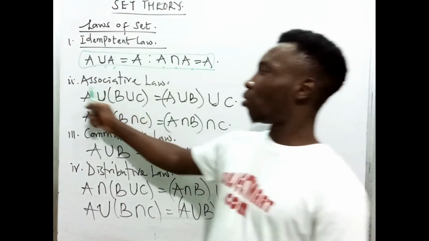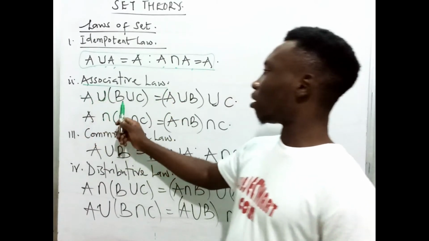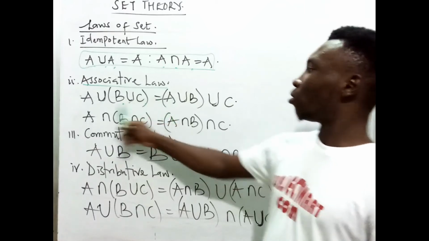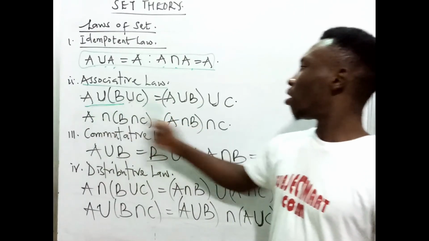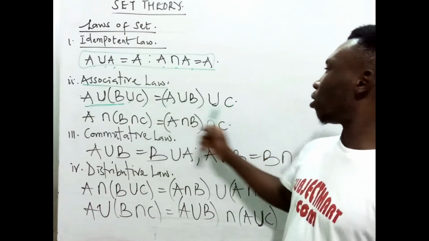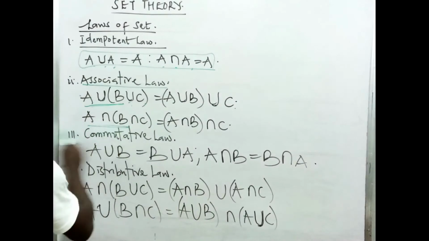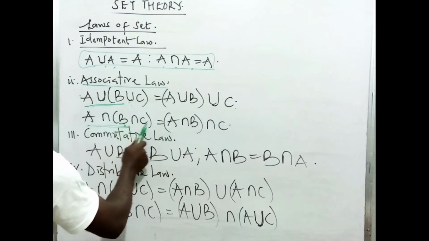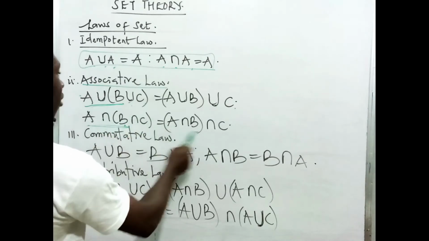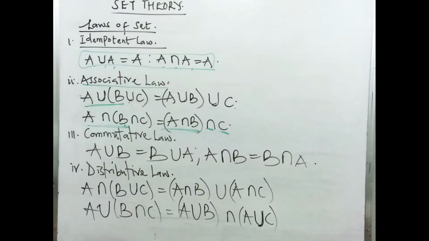Now, going further to your associative law: A union (B union C) is equal to (A union B) union C. It goes further to say that A intersection (B intersection C) is equal to A intersection B intersection C. Now that is your associative law.